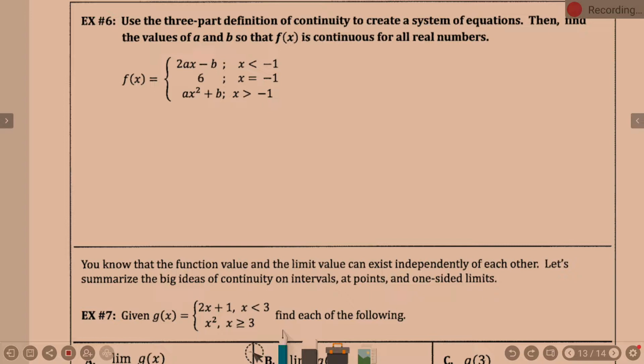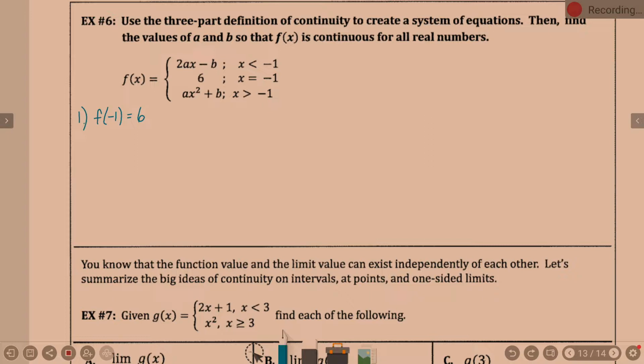At least obvious in my mind is limit from the left has to equal limit from the right, yes. We could go ahead and state real quick, if we look at, just remember point 1, what is f of -1 equal to? 6. So we'll use that later.